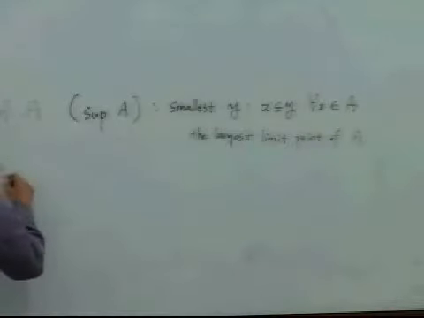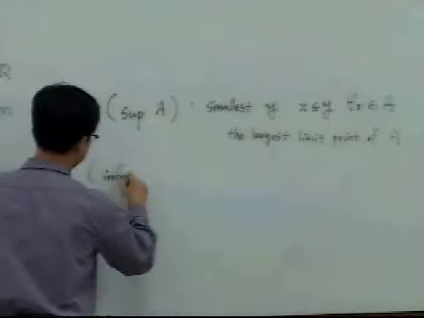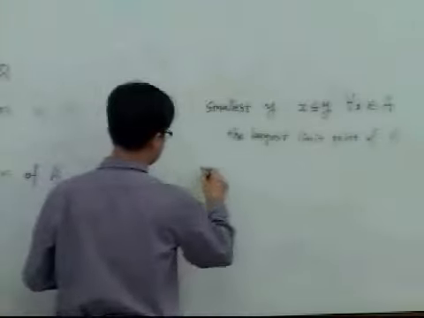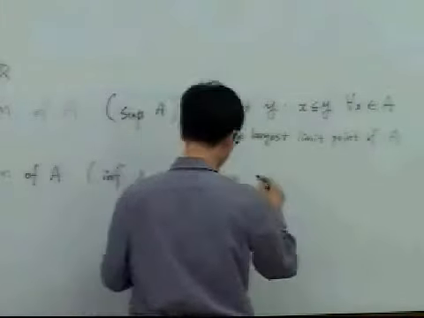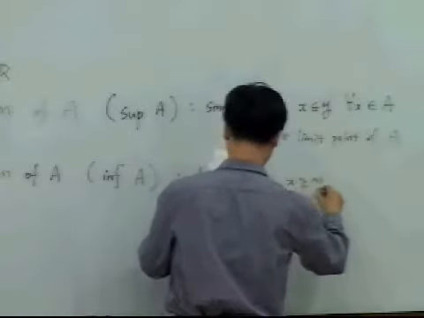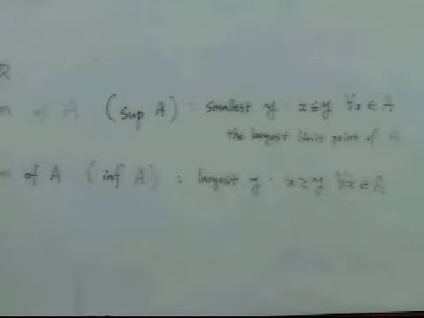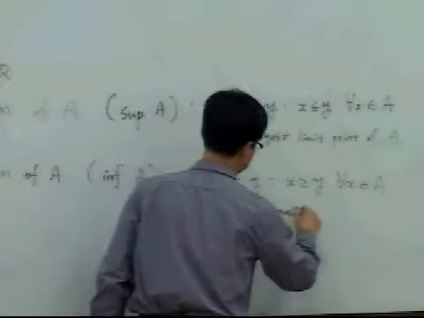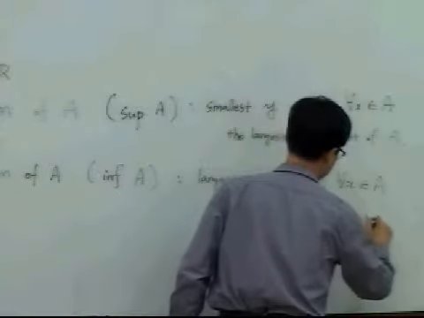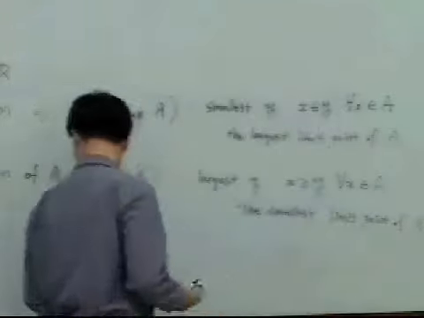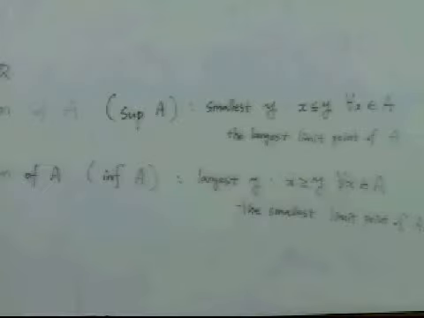Infimum of A, and we write this as inf A, is the largest y such that y is less than or equal to x for all x in A. And if you recall the definition of the limit point, this is the smallest limit point of A. Okay.